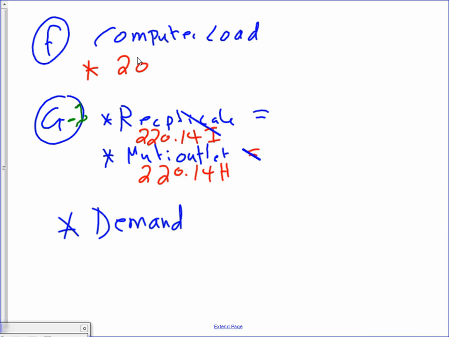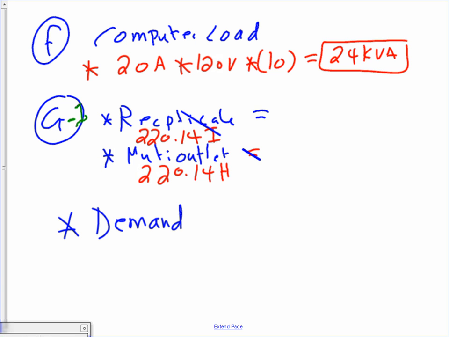Let's go to the computer load. This is a new load. I can't recall if I did that one for you. My computer load is a 20 amp circuit multiplied by 120 volt, multiplied by 10 of them. 10 is the number, and that gets you 24 kVA. That's dedicated to computer load. Now you could increase it by 25%, but we're not going to do it. That's load, just as is.